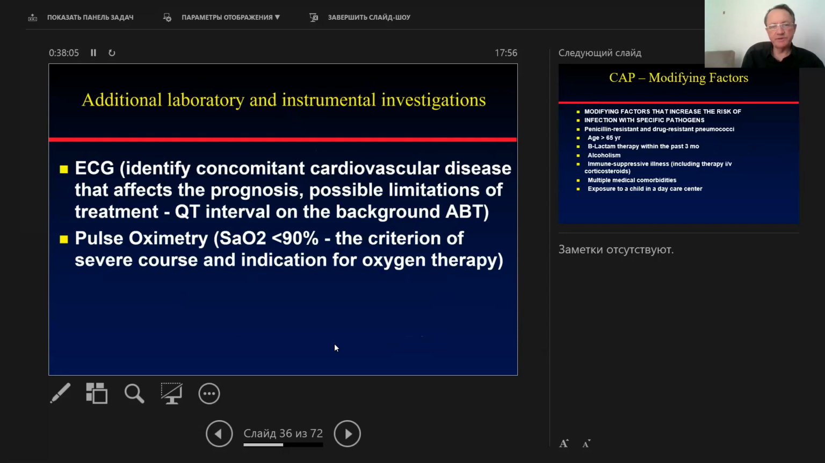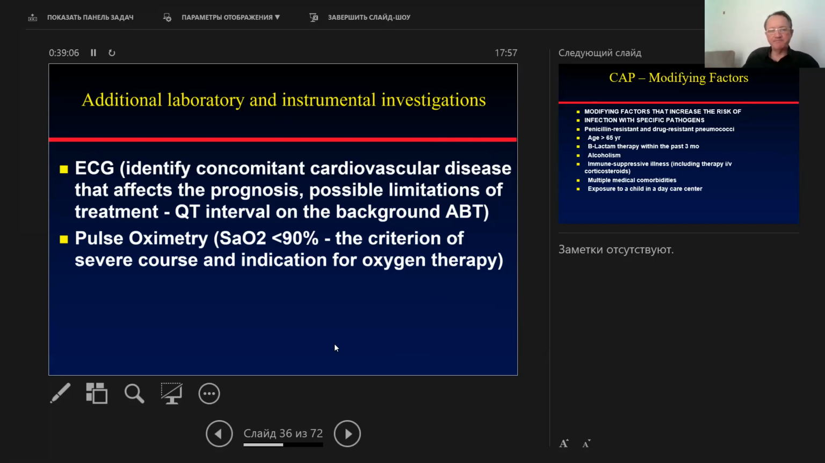So, additional laboratory and instrumental investigation, and ECG. After 40 years of age, we strictly recommend that the patient make an ECG, and we should pay attention to the QT interval, because a lot of antibiotics, for example, fluoroquinolones, including respiratory quinolones, and macrolides, can increase this QT interval. That's why patients who have, for example, a prolonged QT interval should avoid any drugs, any antibiotics which potentially can enlarge the QT interval.